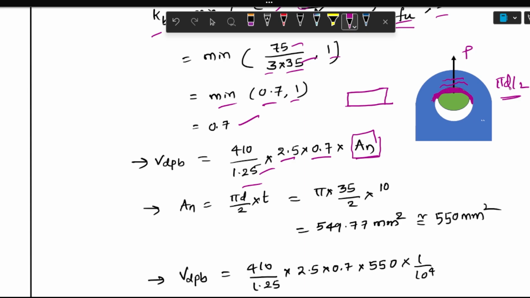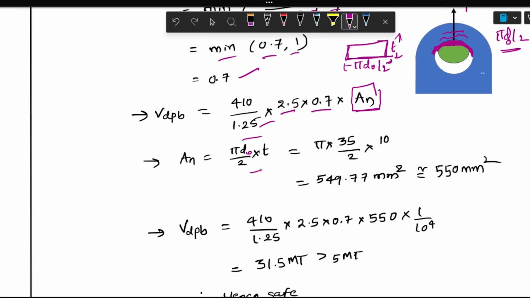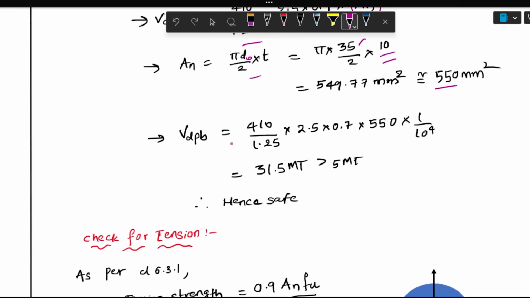This diameter of the hole is d naught. So pi d naught by 2 is half of the circumference of the lug plate, and the projection into the lug plate is the thickness. So pi d naught by 2 into t is the net area resisting the bearing. Here d naught is 35, the diameter of the hole. Calculating pi d naught by 2 into thickness, you will get 550 mm square as the area resisting the bearing.